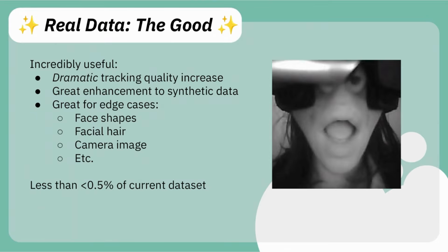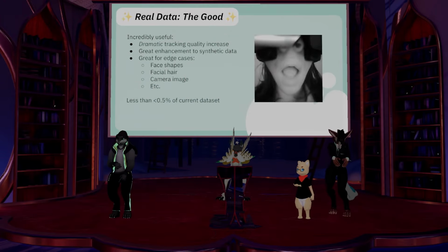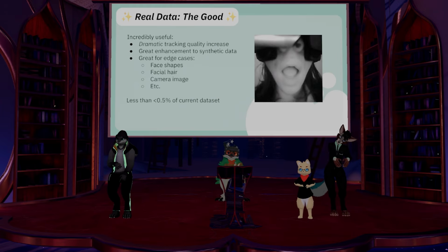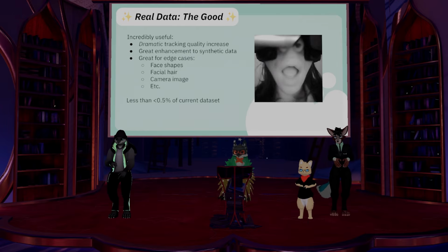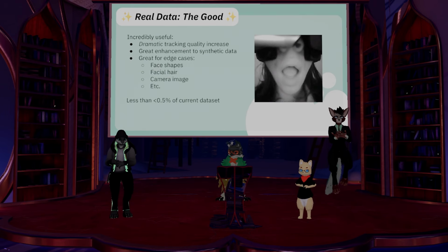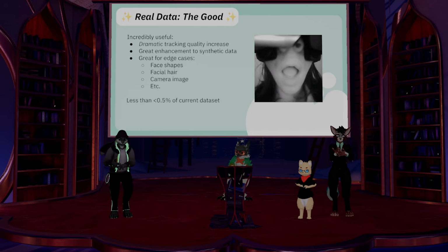But yeah, so we started playing around with different ideas. Okay, how can we continue to improve the tracking quality? So we're like, okay, why don't we just include real images? They're in domain. They're representative of where we're going to use it. Let's try it. And the end result was a dramatic increase in tracking quality. As you can see here, it serves as a really great enhancement to synthetic data.